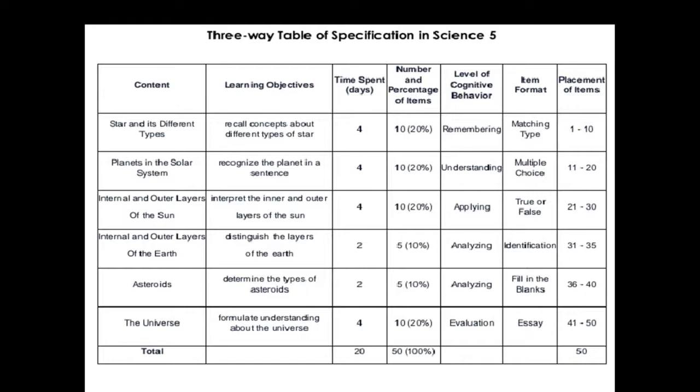Three-way table of specification in Science 5. The 5 is the grade level of students. The grade level of students will be a pattern for us as teachers to think whether the objectives are complex, easy, or difficult to attain. The second, we have the topic or content of the lesson. It means the topics being covered.